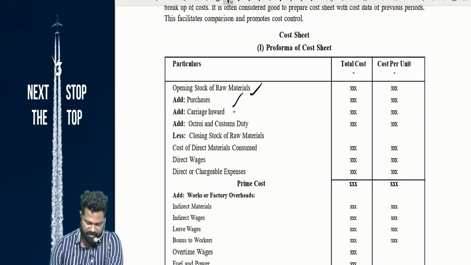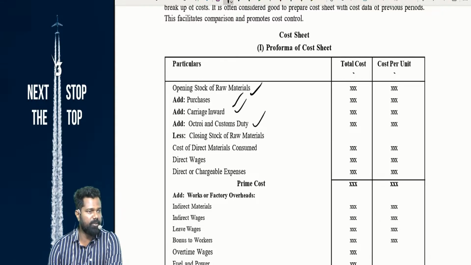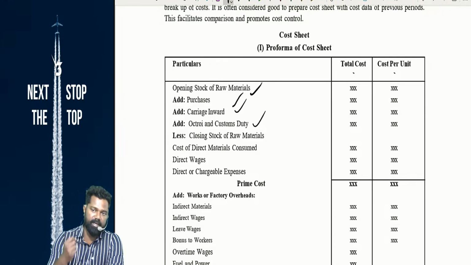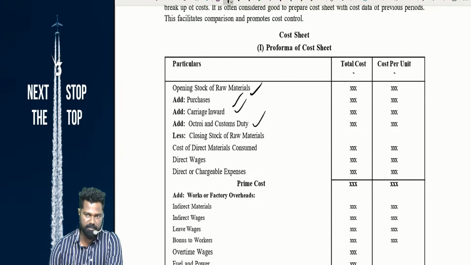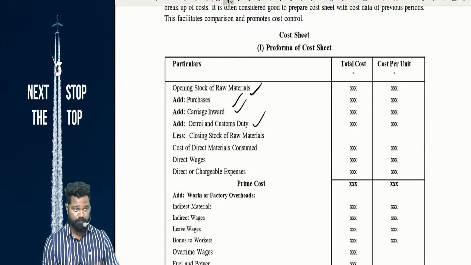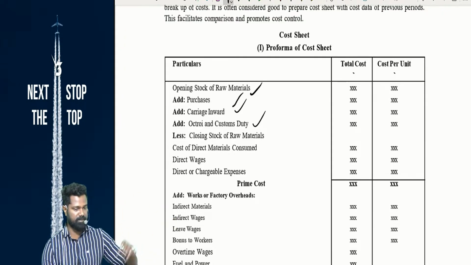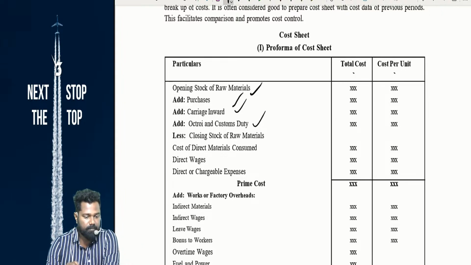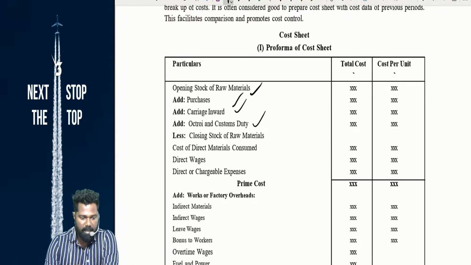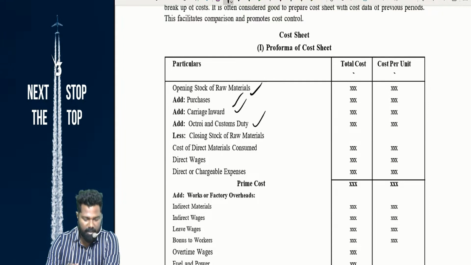Opening stock, purchases, carriage inwards, octroi and customs duty. Anything relating to purchase, for example, suppose you are importing it. Customs and octroi are nothing but import duties. You are taking from some place to another place, so that comes under purchases, that also has to be added. If input tax credit is given, then it should not be added. Clear? Okay, next is what?